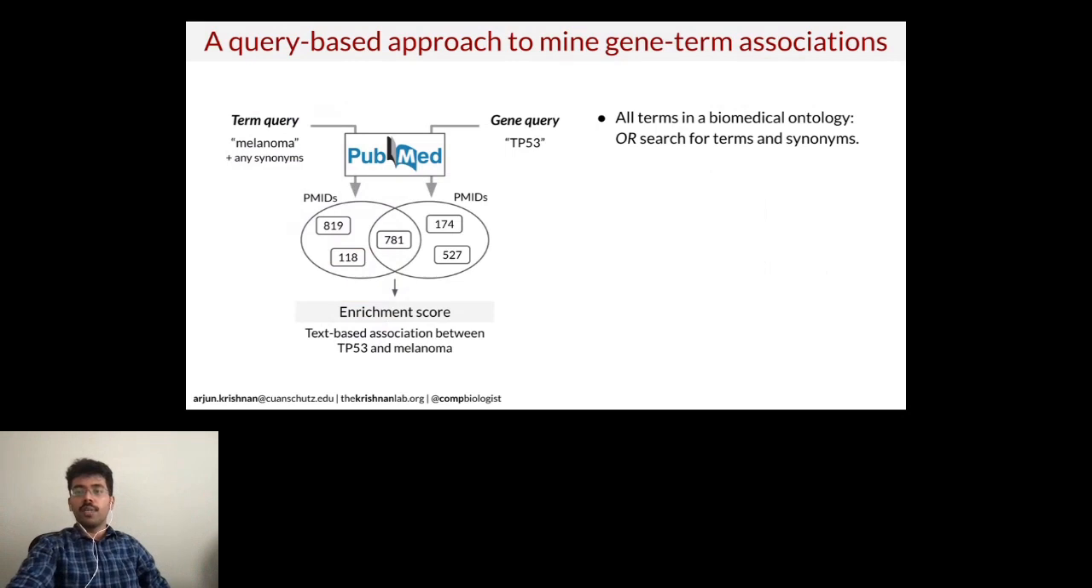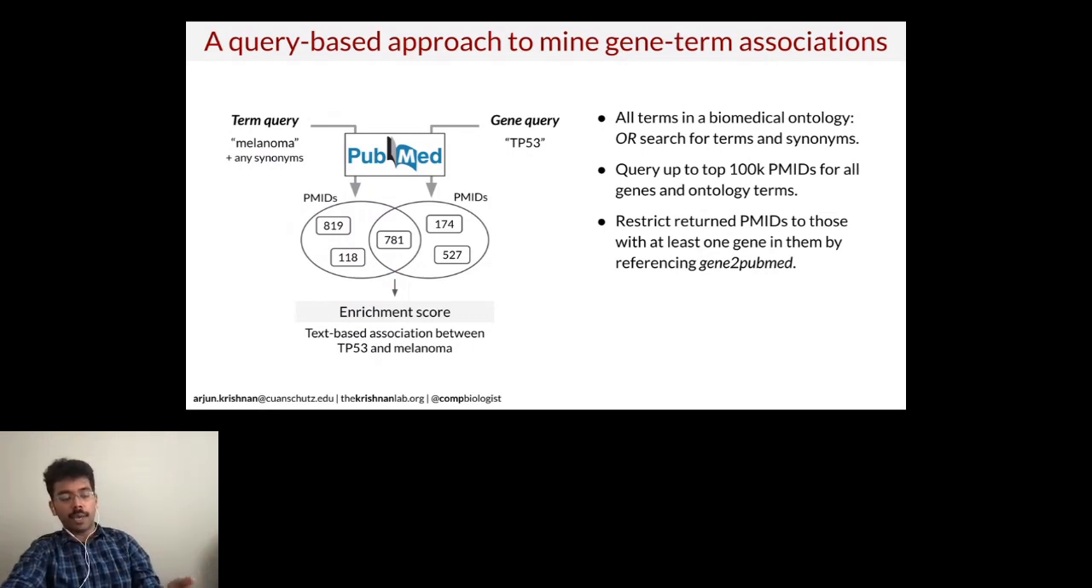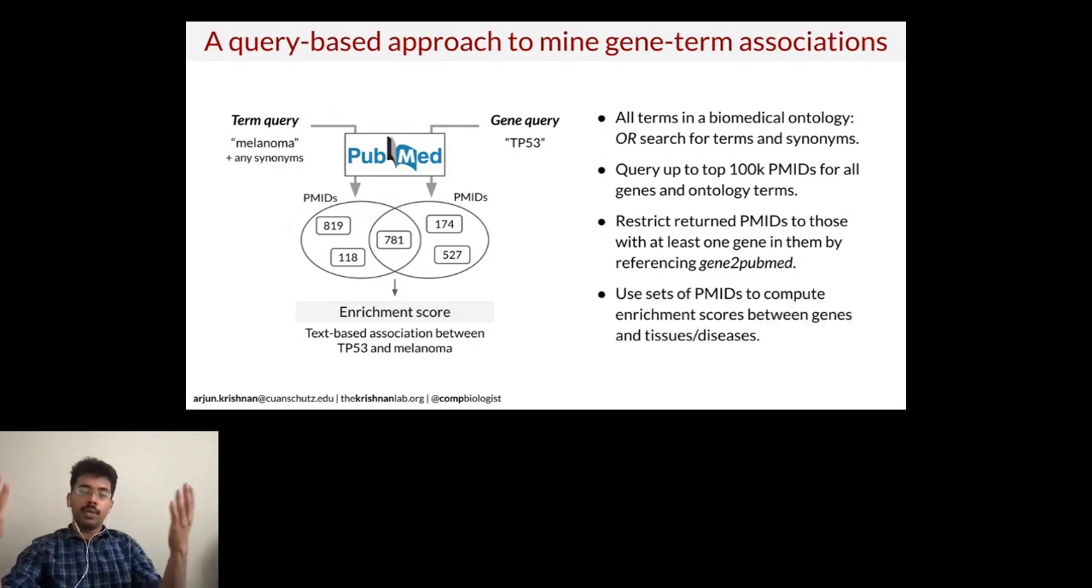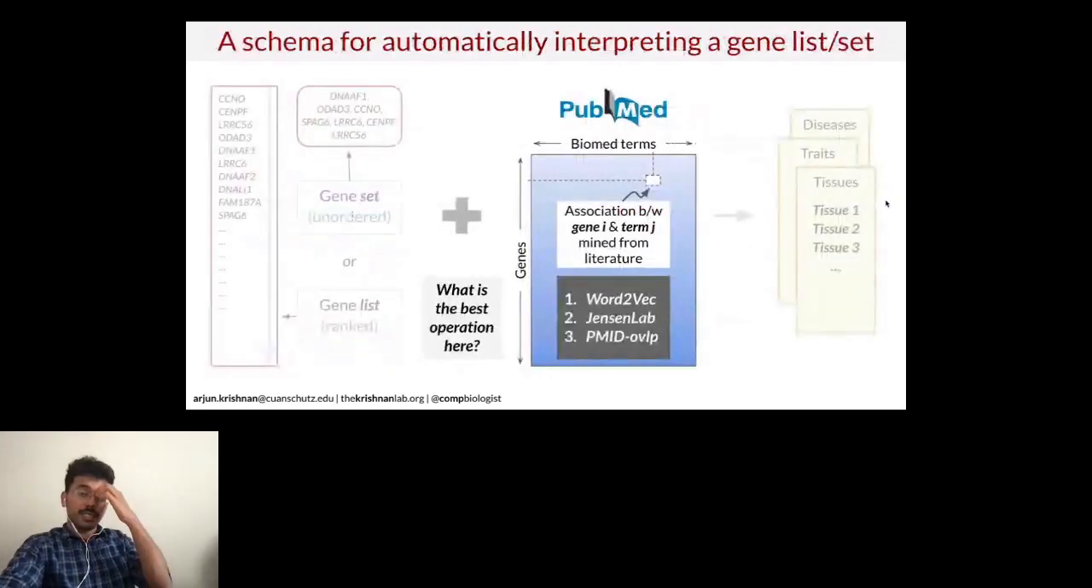So the way we do this is, for terms, we literally look through all the terms in a given ontology. We have implemented this in a super general way. You can plug in any ontology you want, and you can get PubMed results for every term in the ontology based on term names and synonyms. We query up to the top 100k PMIDs. Then we restrict the returned PubMed IDs to only papers that also have a gene mentioned, based on gene-to-PubMed mappings. And then we compare these two sets to get an enrichment score. So the method is super simple. These are the three methods: Word2Vec, the work from the Jensen lab, and then our PubMed overlap.